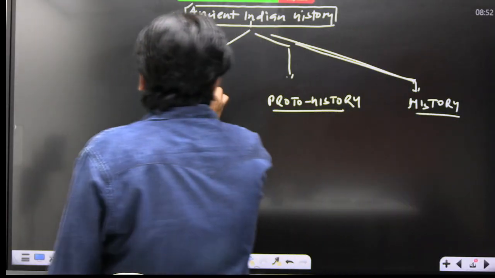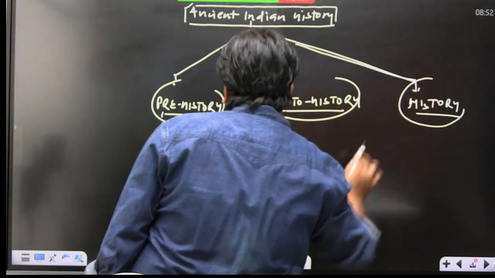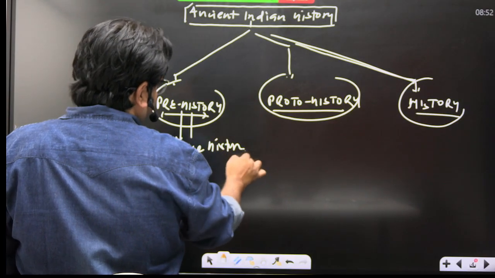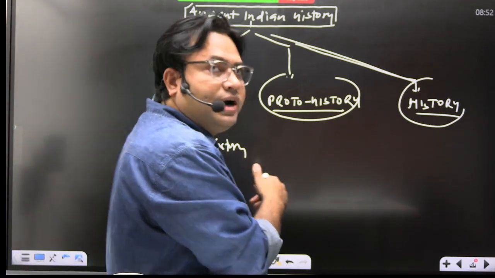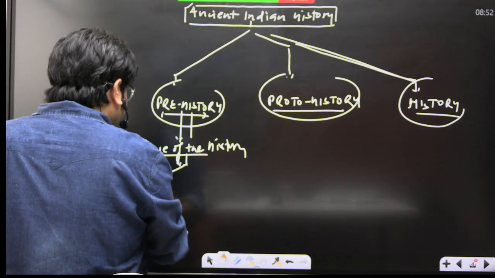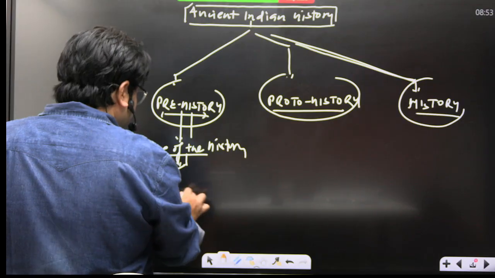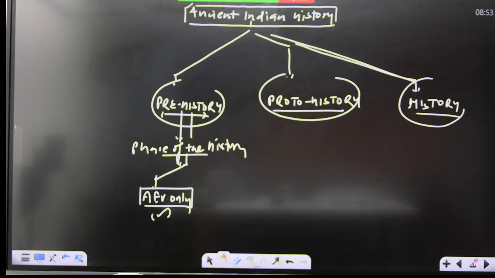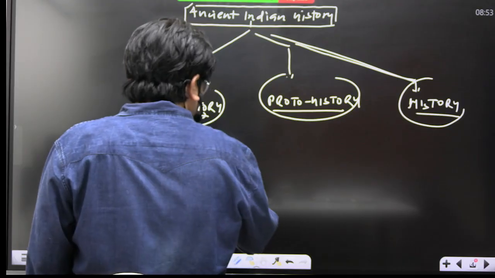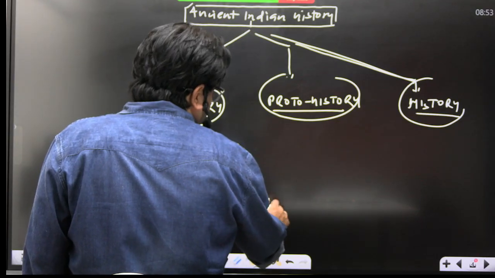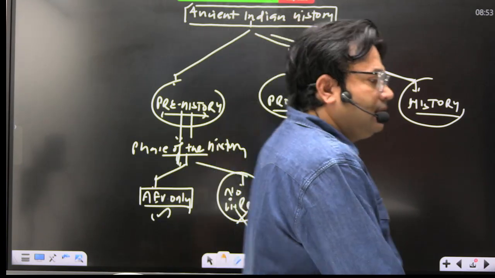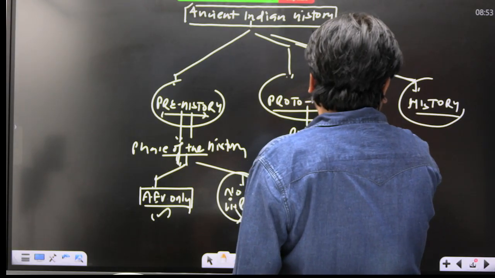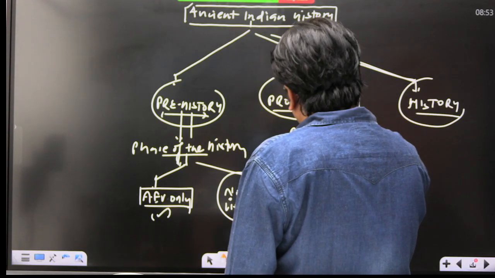And here we were discussing three branches of history. One is prehistory, second is proto-history, and the third is history. Prehistory simply means a particular phase of history, and our knowledge about this phase is dependent on archaeological evidences only. So there are no literary records available here. Now what is proto-history? Proto-history means the phase of history where archaeological evidences are also available.